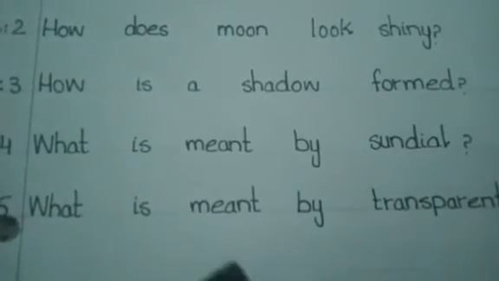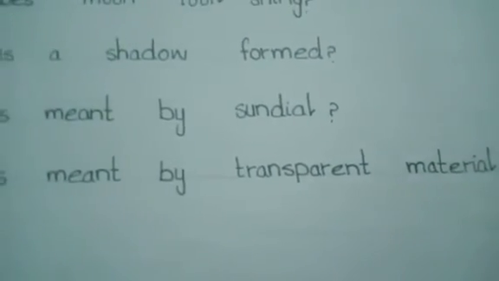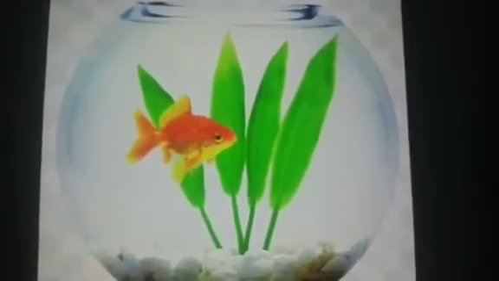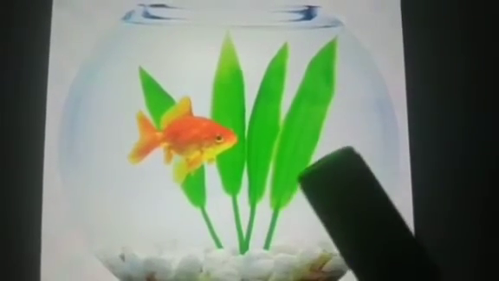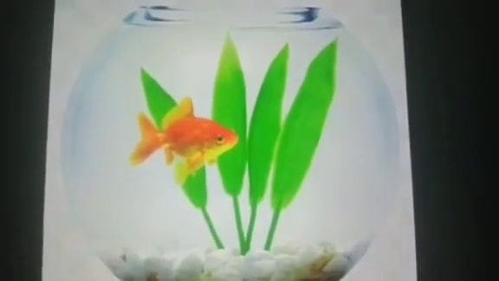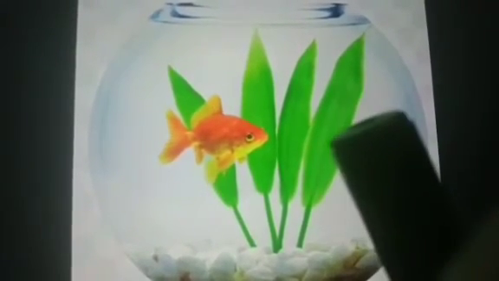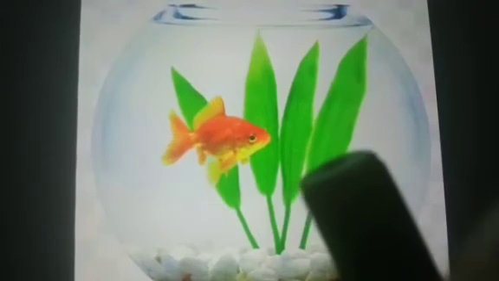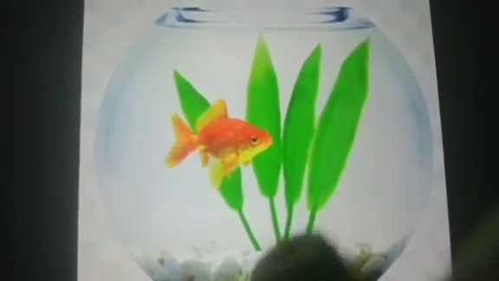The fifth question is, what is meant by transparent material? The materials through which light can pass are called transparent materials. So, look in this picture. Light can pass through clear glass or clean water. So, these are the example of transparent materials.